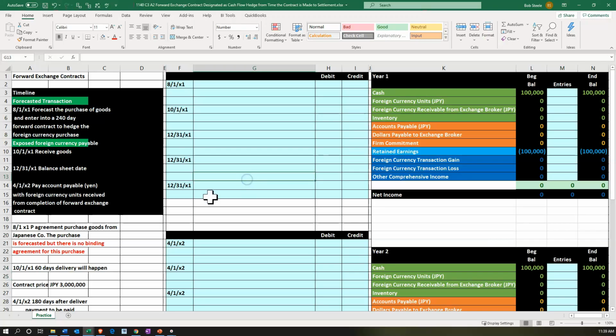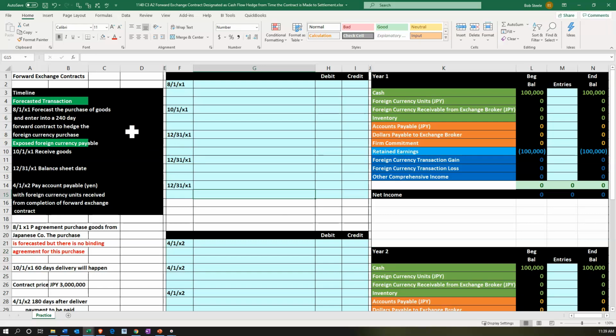Here we are in Excel. We have our information on the left-hand side. We're going to enter the data into the blue area on the right-hand side, including our journal entries, and then our trial balance worksheets will extend from year 1 and year 2. The data will extend to a 2-year time frame. So we have our information, the forward exchange contract. We're going to be working with a forward exchange contract.